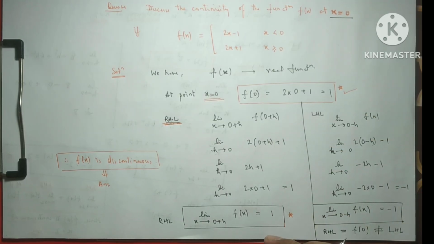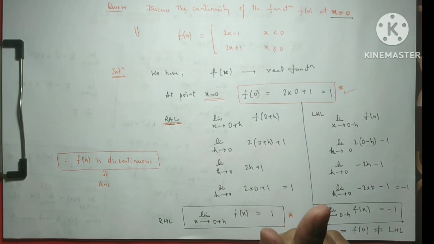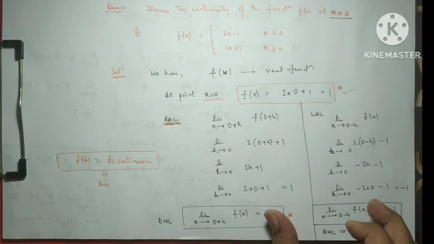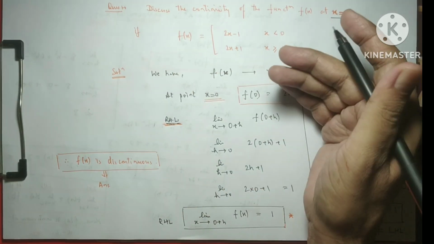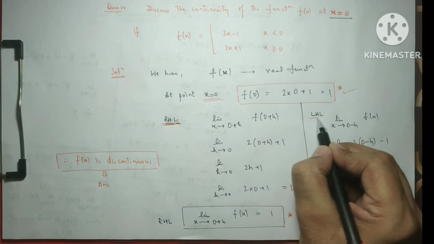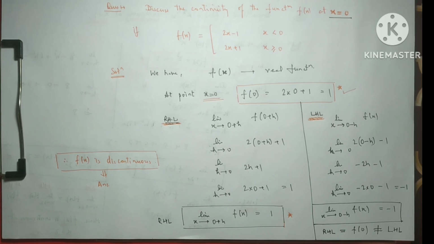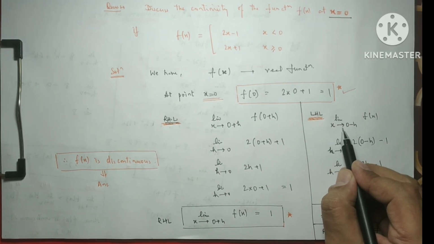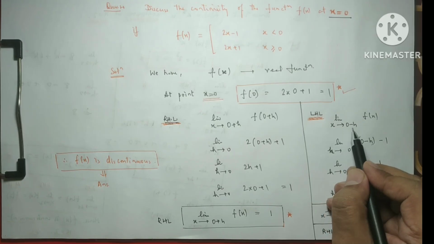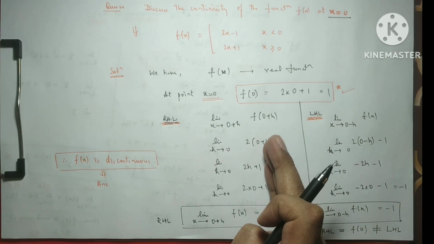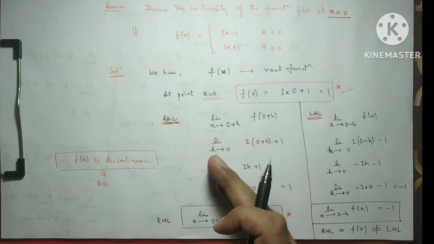So right now we have two values, at the point and the right hand limit, and these are equal. One more thing: if the left hand limit is also equal to 1, then this function is continuous. If it is not so, then it will be discontinuous. So we go for the left hand limit. The third part of this question is when we place limit x tends to 0 minus, slightly lesser than x equals 0, so it is a negative value.